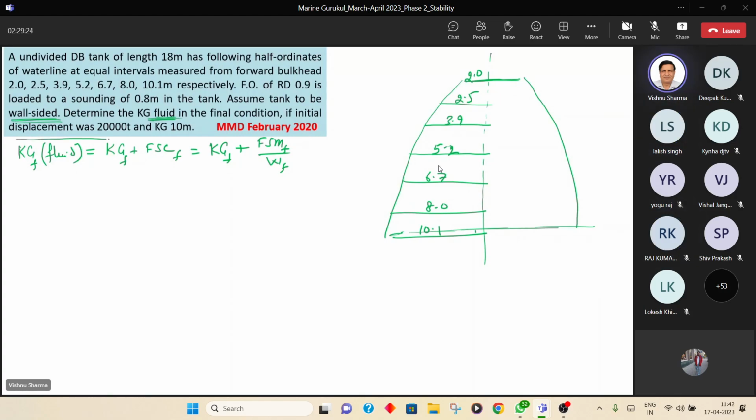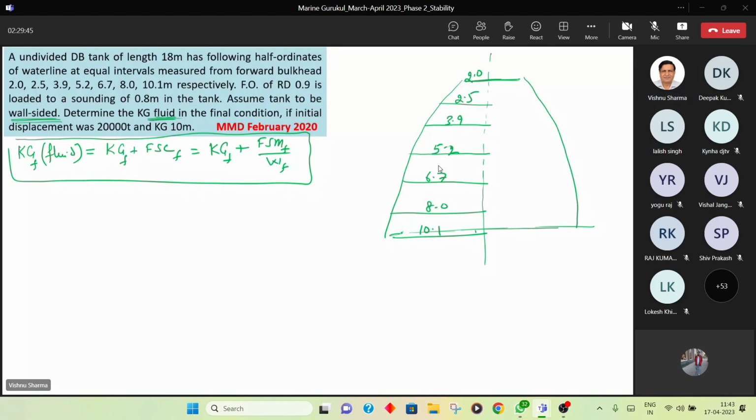Okay, so this is what we need to now calculate. We first need to calculate the KG solid. We need to see if there are slack tanks and get the FSC and add it, and that will be the answer to the question. Understood? Is the scope of the question clear first before we start solving?